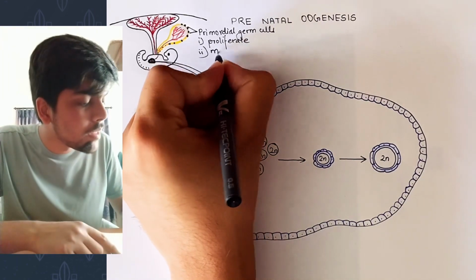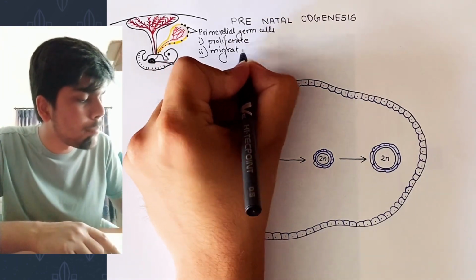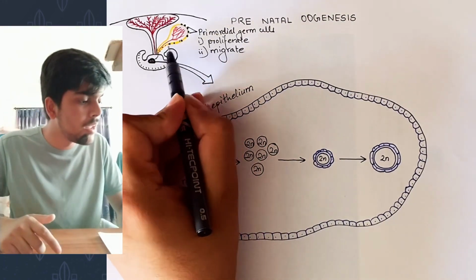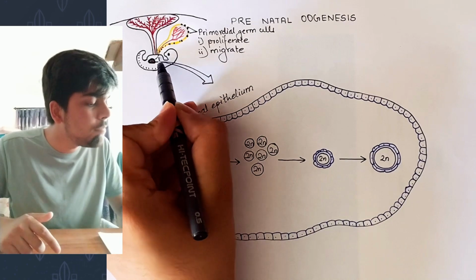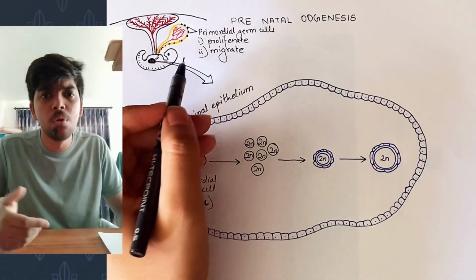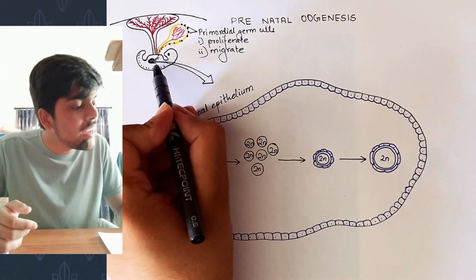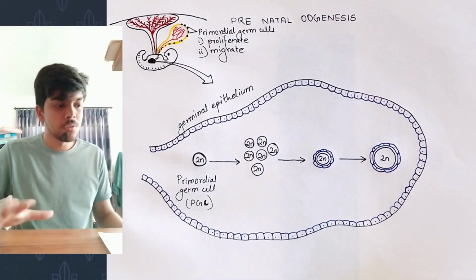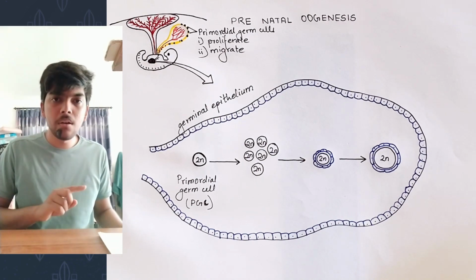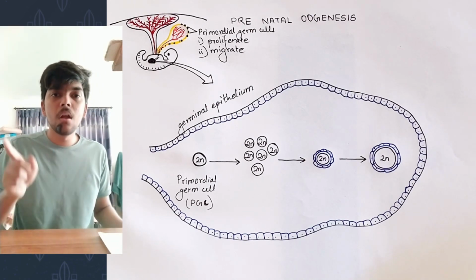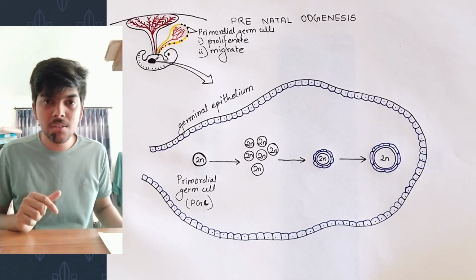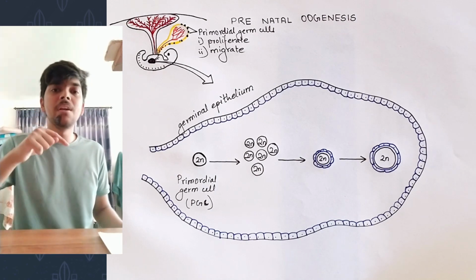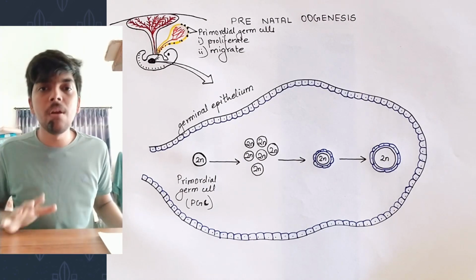Okay, so they proliferate or increase their number. At the same time, they migrate. By migrate, I mean these primordial germ cells, after increasing their number, enter or travel inside the female fetus. And where do they go inside the female fetus? They enter the gonad, that is the ovary of the female fetus. So during the fourth week of fetal development, primordial germ cells appear on the wall of the yolk sac of female fetus, where they proliferate or increase their number, and finally migrate inside the fetus. Where inside the fetus? Inside the ovary of the fetus.